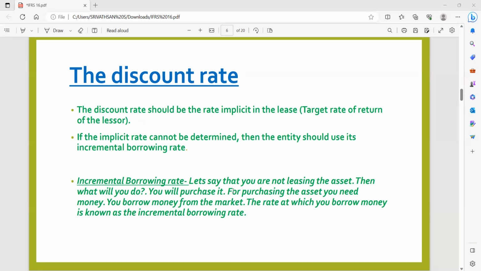So for money, you will go to the market and you will borrow from someone, and the rate at which you borrow, that is, someone is lending you the money, right? The rate, the interest rate charged by that person is known as the incremental borrowing rate. And this incremental borrowing rate should be used only when you can't determine the implicit rate. If the implicit rate is there in the question, you can use it. But if the implicit rate is not given, then you should go for the incremental borrowing rate.